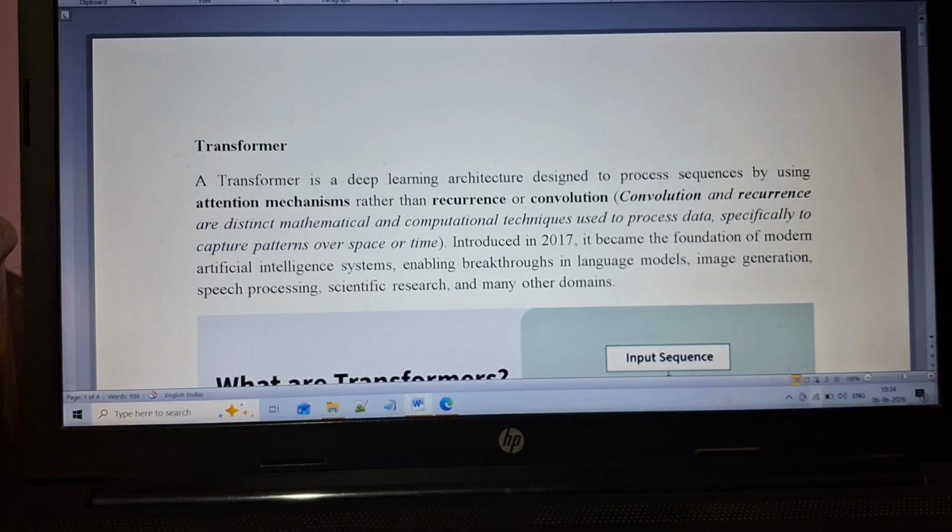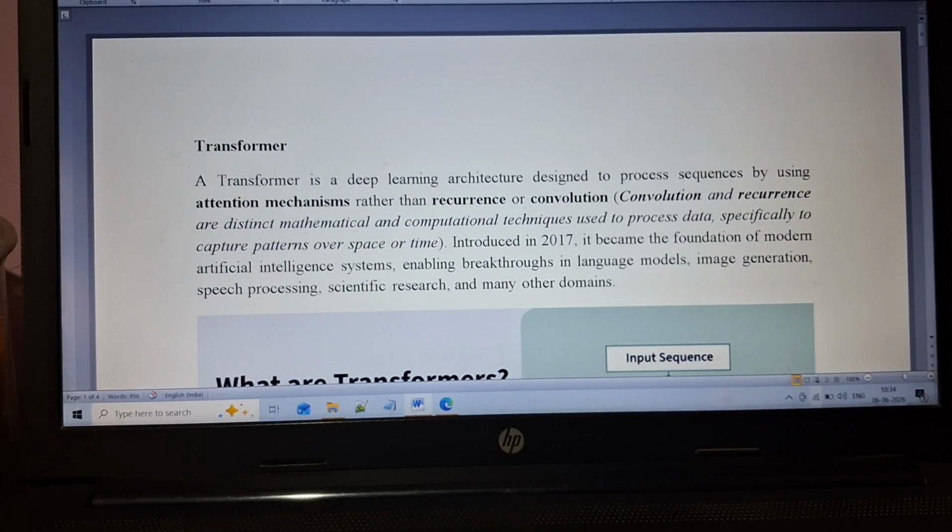A transformer is a deep learning architecture designed to process sequences by using an attention mechanism rather than recurrence and convolution. Convolution, what is convolution and recurrence? Convolution and recurrence are distinct mathematical and computational techniques used to process data, specifically to capture patterns over space or time.